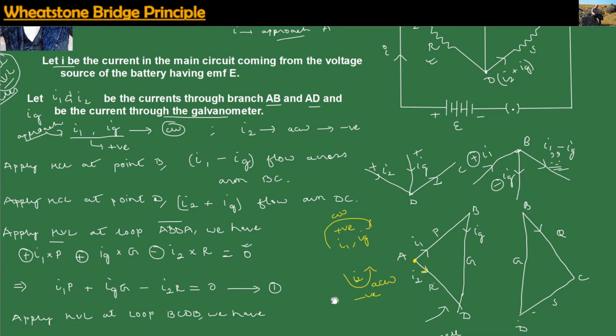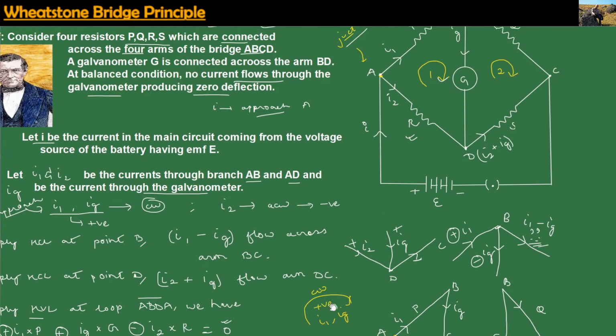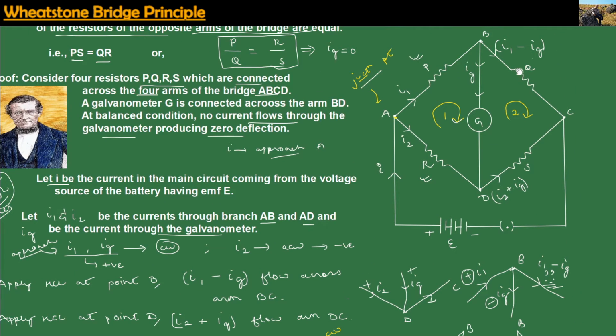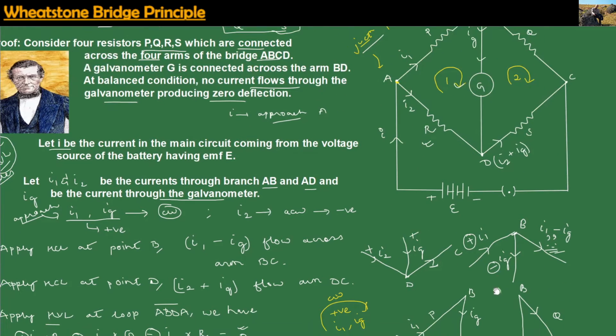Let us look at BC. On BC, the current will be what? The current across BC will be I1 minus IG. With respect to point B, this current I1 minus IG will be moving in the clockwise direction. And with respect to point B, IG will be anti-clockwise, and this current I2 plus IG also will be anti-clockwise, so it will be negative.